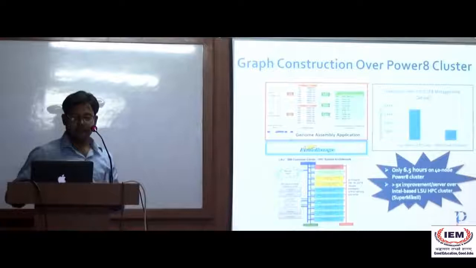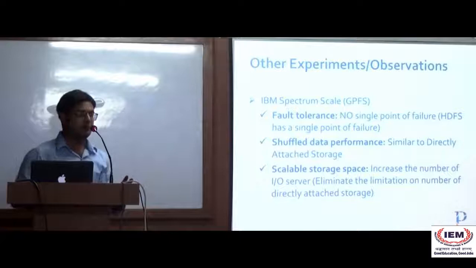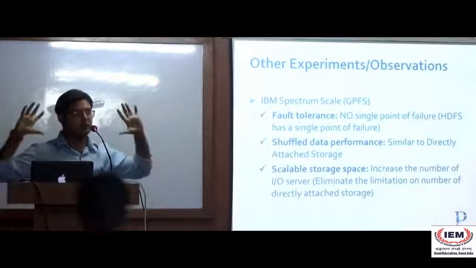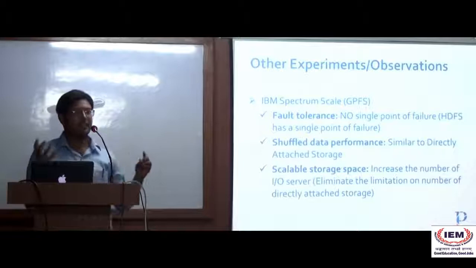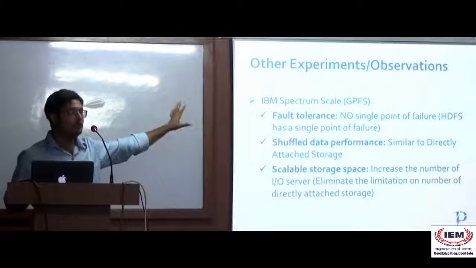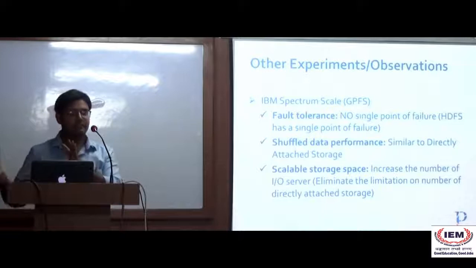This is the experimental result for Power H. This is the performance improvement. And we have also made some other experiments with the Power H cluster. Whenever you are talking about the cluster, it's not only about the processor. There is the parallel file system also. There are several parallel file systems like Lustre and others. IBM uses IBM Spectrum Scale, which is GPFS. Normally, if you are familiar with MapReduce, the intermediate key value pair after the map phase is huge based on the application.